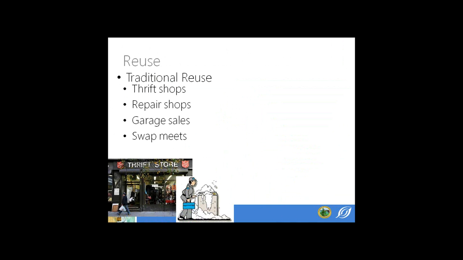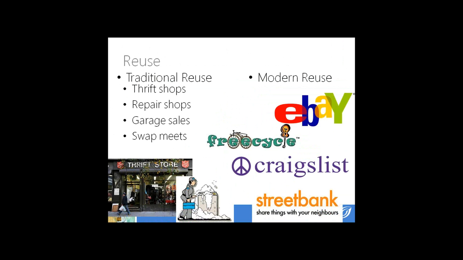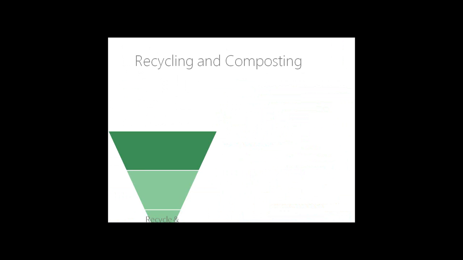But as we see it gain a lot of popularity in more recent times, some of our modern reuse are things like eBay. Very, very popular, probably one of the largest reuse companies in the world. FreeCycle, Craigslist, and then Street Bank and a number of other programs that allow you to share items within your community instead of having to buy them, like maybe a lawnmower. You use a lawnmower so infrequently that maybe you and your neighbors could share one. So lots of neat things to look at as far as the reuse component, and it's kind of exciting to see a lot of the new reuse businesses coming online.